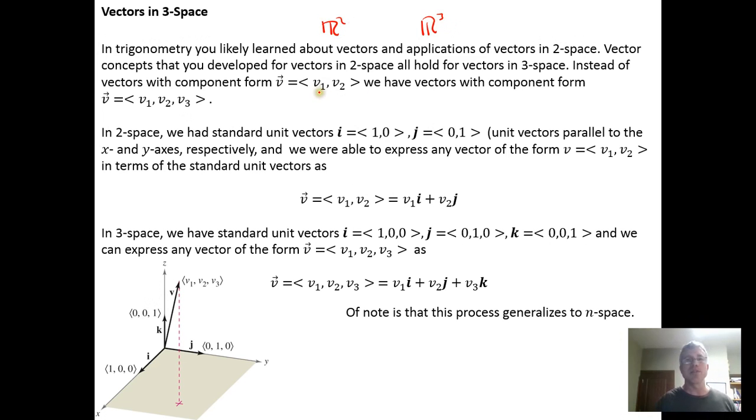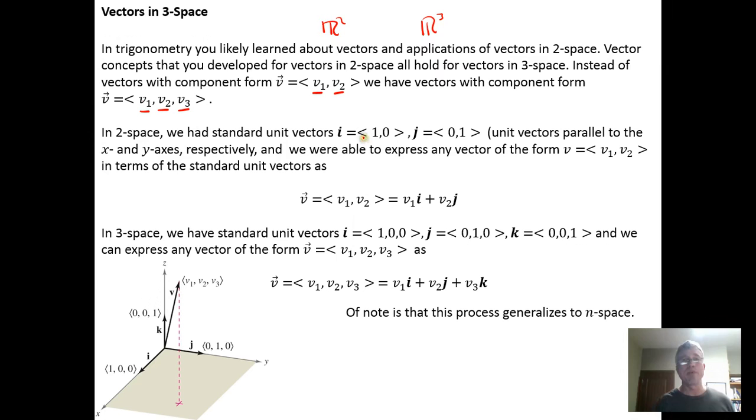In two-dimensional space, we had vectors with an x and a y component. So things are just going to analog up a single dimension in the way that you would expect. In three-dimensional space, instead of having two components, v sub 1 and v sub 2, we have a third component for the z-axis. We get a v sub 3.